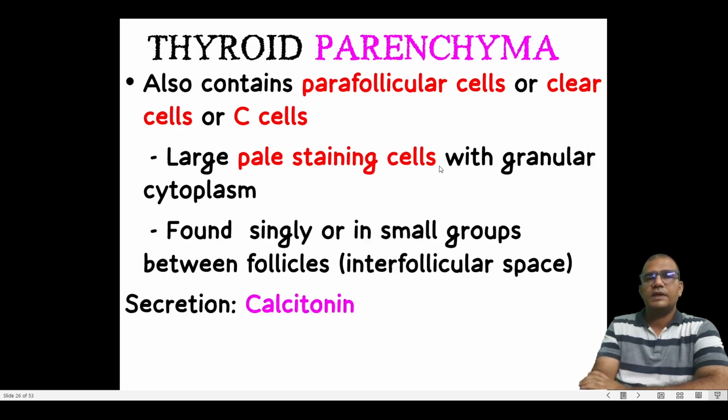They are found singly or in groups between the follicles, in the interfollicular space. The secretion of these cells is calcitonin. Calcitonin is responsible for decreasing the serum calcium levels. That means they decrease the calcium in the blood.